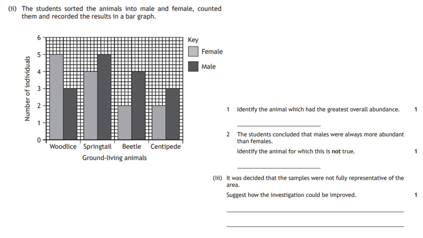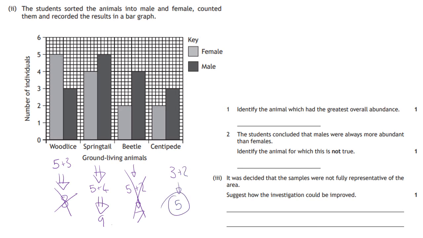So what I've got to do here is I've just got to count them up. So look at this. There's 5 females and there's 3 males for the woodlice. So what's that giving me? 8, right? The springtails, there's 5 and 4. So what's that giving me? 9, right? So far, it's not the woodlice, right? The beetle, I've got 5 plus 2, 7. So not the beetle. Centipede, I've got 3 plus 2 gives me 5. Who's the best? It's the springtails with 9. So this, springtail.